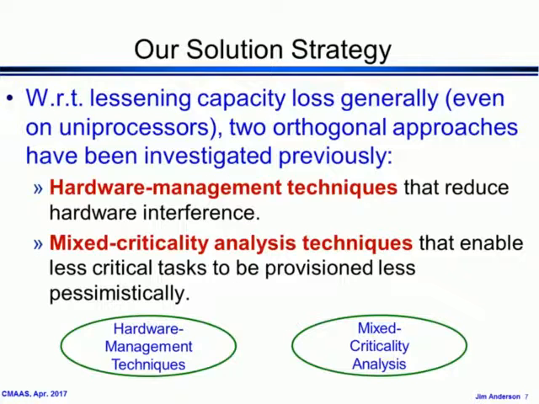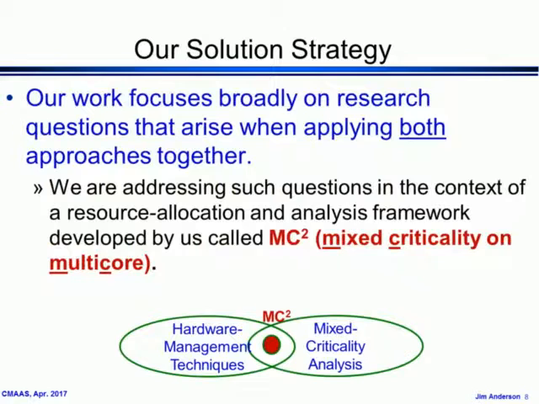All right, so MC squared is our project, and it stands for Mixed Criticality on Multicore. And this is an attempt to ease capacity loss on a multi-core machine by taking two approaches that have been largely investigated separately: the management of shared hardware resources and the usage of mixed criticality schedulability analysis, and try to apply these both within the same setting. This is what the MC squared project is all about.